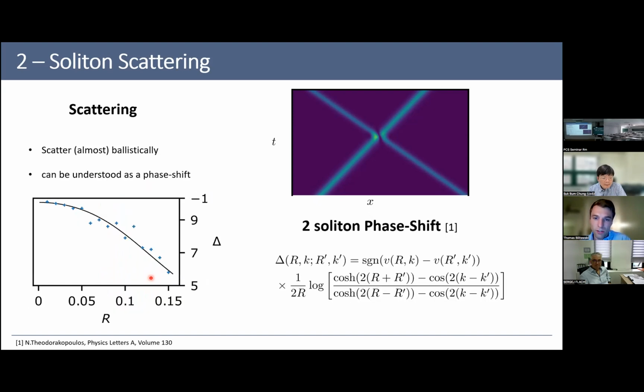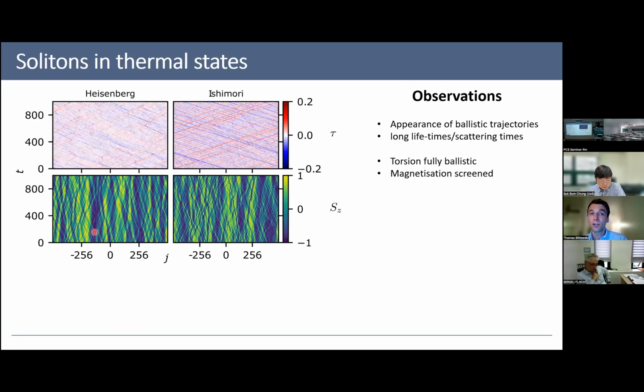And this allows us to define a phase shift. This is now the comparison of our Heisenberg extracted phase shift from these collisions as dots versus the analytic Ishimori phase shift as a function of R for this collision process where a fast-moving soliton hits a stationary soliton. There is some scatter due to numerics, but again, it's only very mildly renormalized. So for all intents and purposes, they scatter almost ballistically with a nice phase shift as in the Ishimori case. So this now tells us, okay, we have two-soliton solutions that live essentially forever and scatter almost like proper solitons.